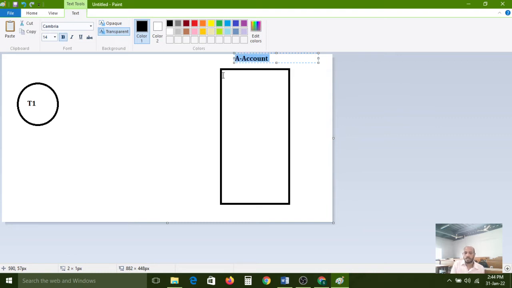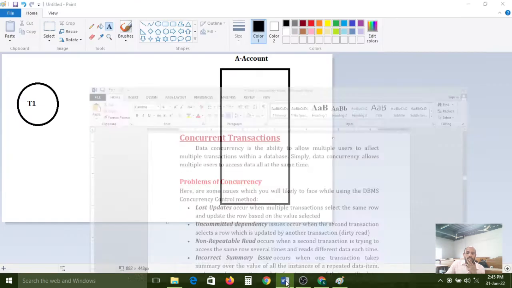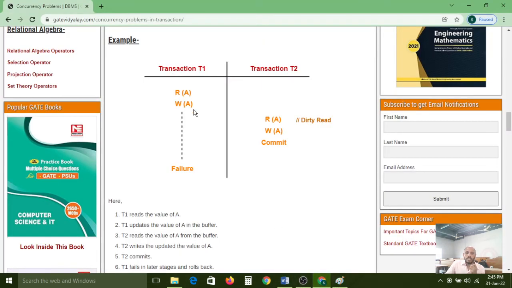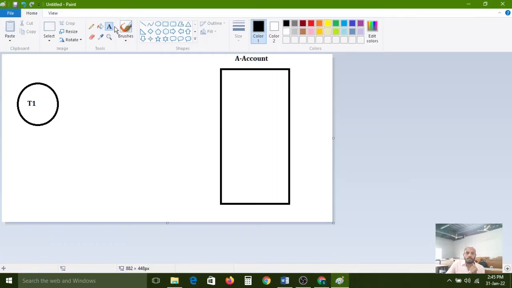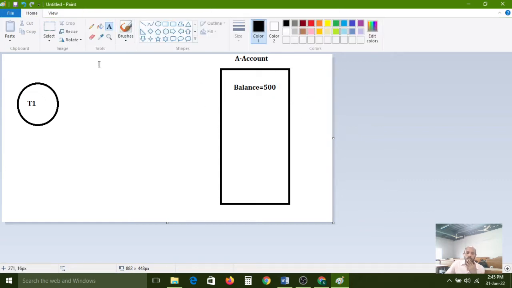This is A account. Carefully observe. Transaction 1 reads A account data. Nothing but balance equal to 500. A account contains 500 rupees balance. So now transaction 1 is reading.